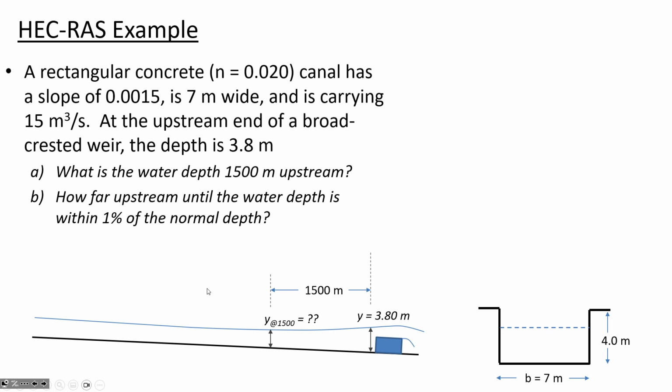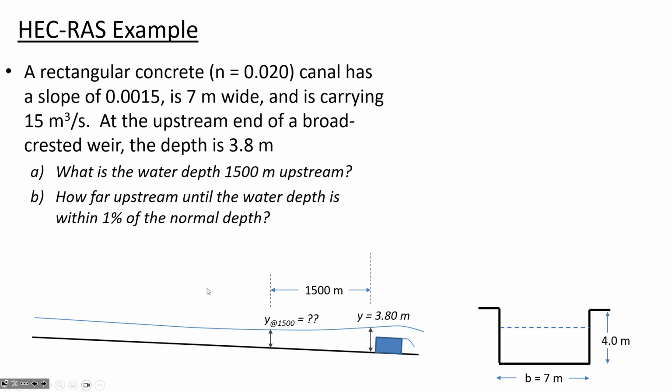In our example today, instead of saying how far do we have to go to get to the normal depth, we're going to say how far upstream do we have to go until we're within 1% of the normal depth. And now the reason for that is sometimes in numerical solutions, getting that last 1% of convergence can take really a long time, or it can be like an unrealistically long distance.